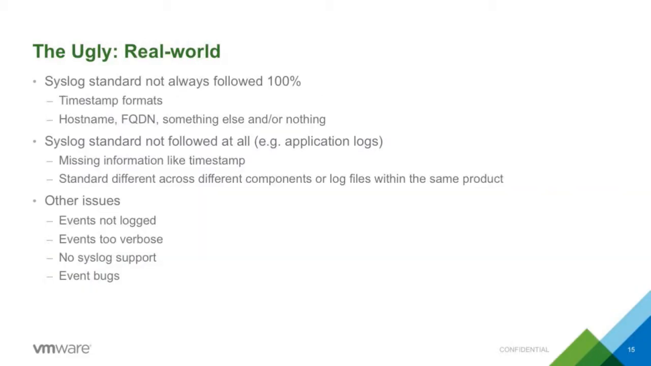Now the ugly. Syslog is a standard that not everyone follows. The timestamp could be in a variety of different formats, making it very hard to correlate events. Not only that, but maybe the host name is missing. Maybe it's a host name, the short name, maybe it's an FQDN, maybe it's an IP address. Maybe I have to do DNS resolution and figure out what it is. Again, this is making my life harder when I'm actually looking at the logs.